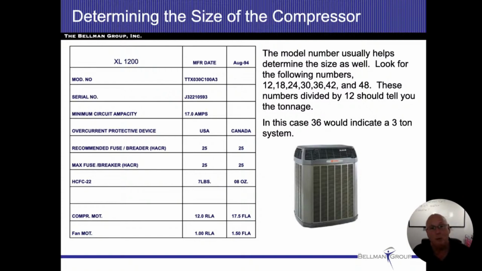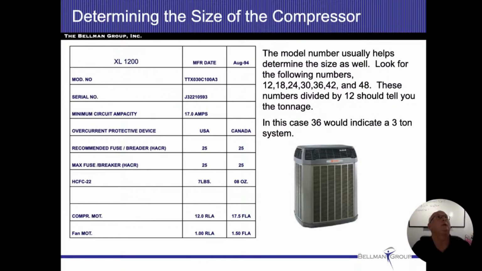We don't want to find one smaller than that either, all right? We should actually try to be as close as we can to that fuse without going over. So here they give you a recommended fuse or recommended breaker as well, and that's also 25 amps that's written on there. The HCFC 22, that they're talking about is the refrigerant.